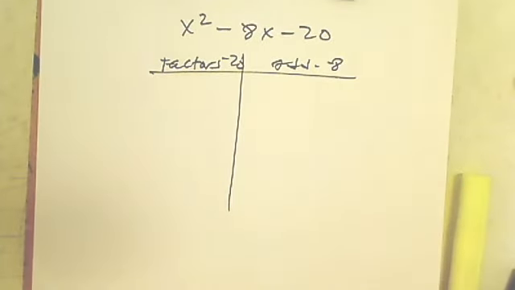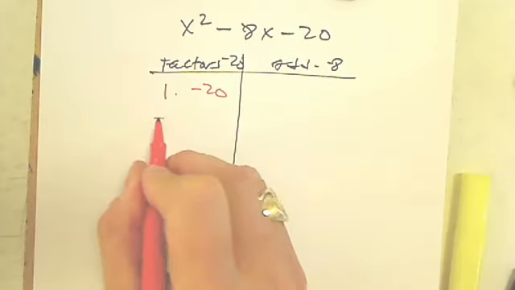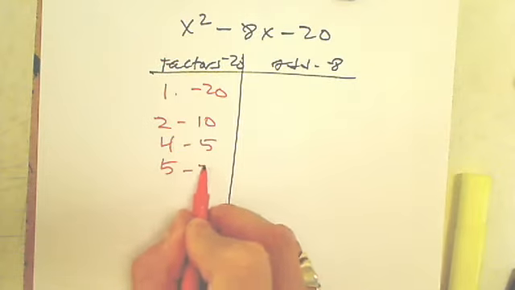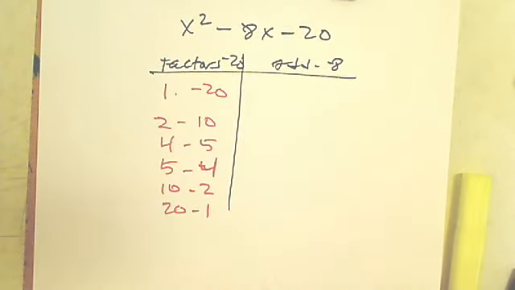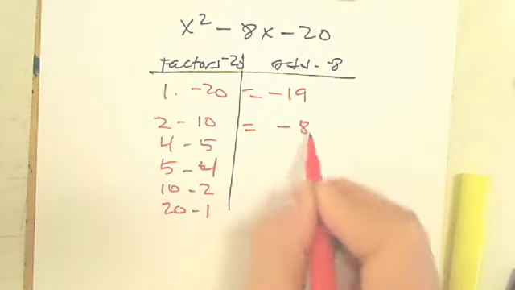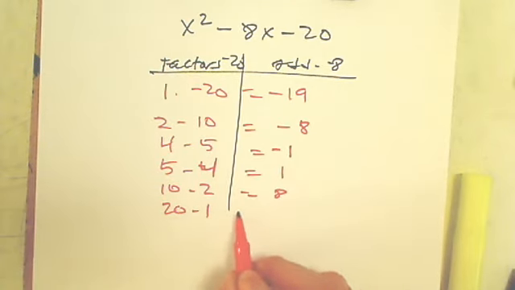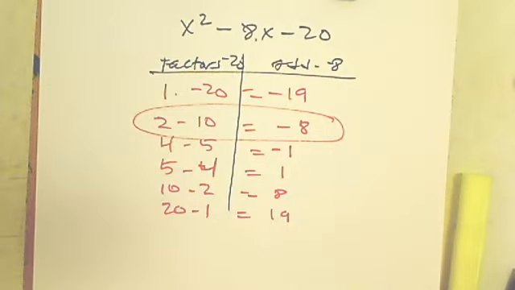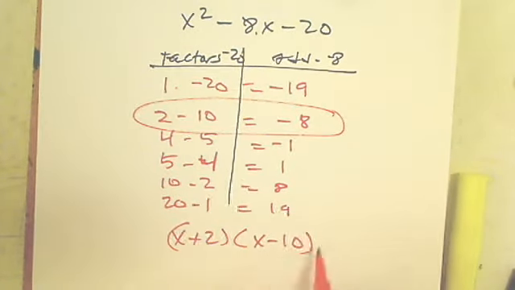Starting with 1. Keep going. 4, 5, 10, 20. Okay, so this one gives you negative 19, negative 8, negative 1, 1, 8, 19. I need negative 8. That one works. x plus 2, x minus 10.